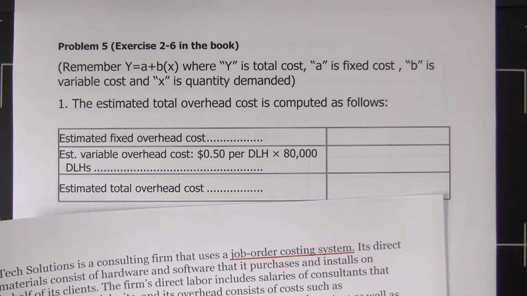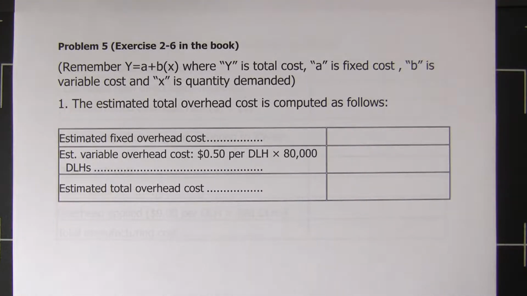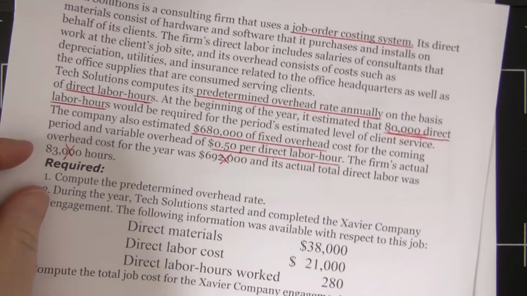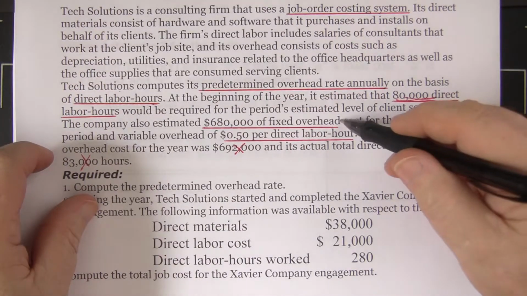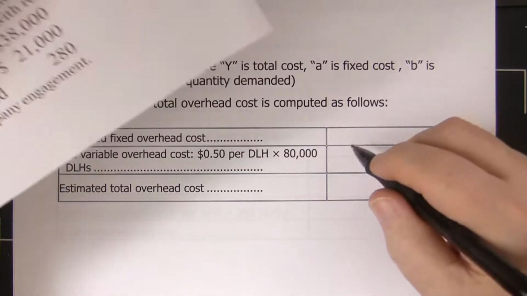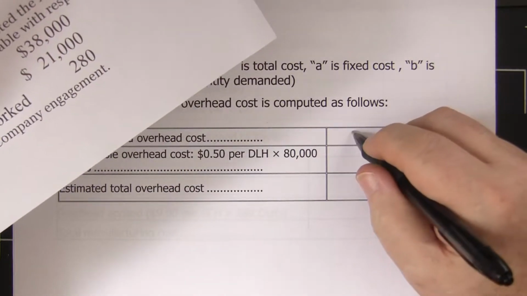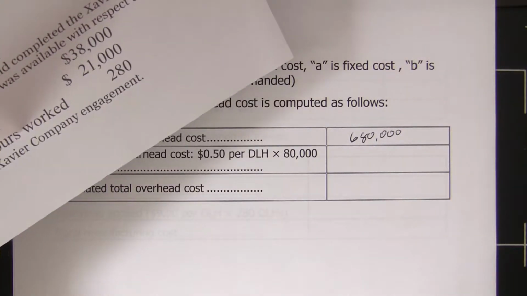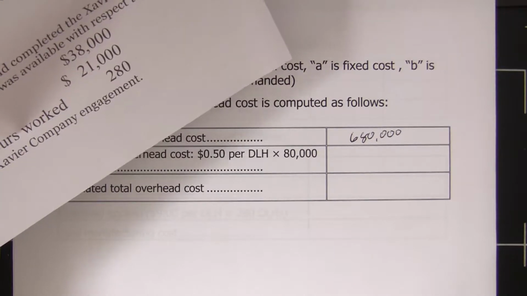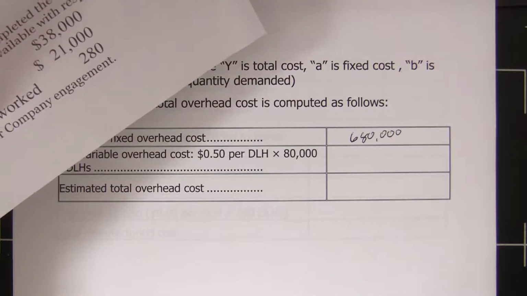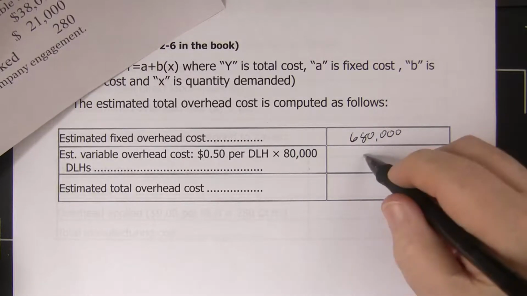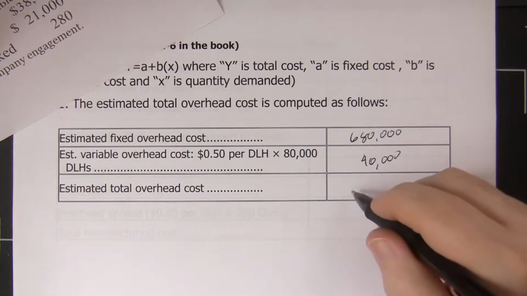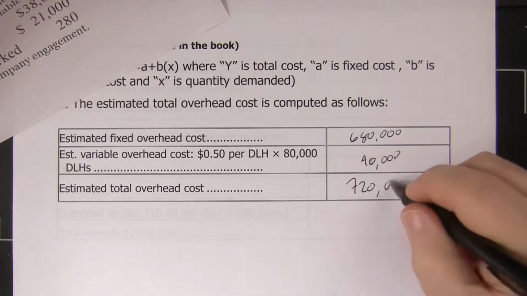Okay, so first thing it wants us to do, compute the predetermined overhead rate. We can do that. As a matter of fact, your kid in 5th grade can do this because we're taking the estimated fixed overhead, 680,000. We're now going to take our estimated variable overhead, 50 cents per 80,000. That's 40,000. So our estimated total overhead cost is 720,000.